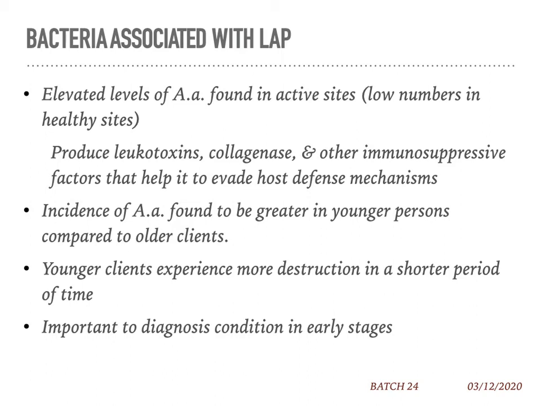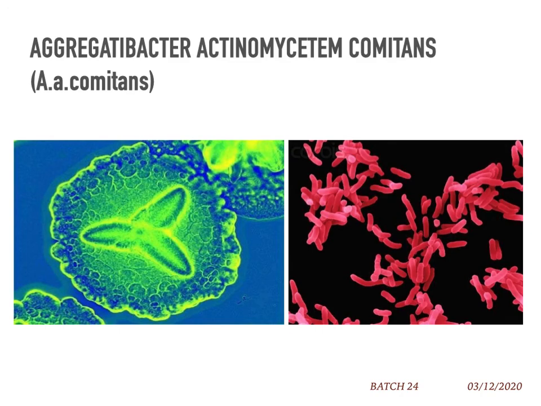Why AA? Because it produces leukotoxins, collagenase and other immunosuppressive factors that help it evade the host defense mechanism. The incidence of AA is found to be greater in younger persons compared to older clients. The younger clients experience more destruction in a shorter period of time compared to older patients. The importance of diagnosing this condition early is to prevent loss of teeth. So this is the microorganism Aggregatibacter actinomycetemcomitans.